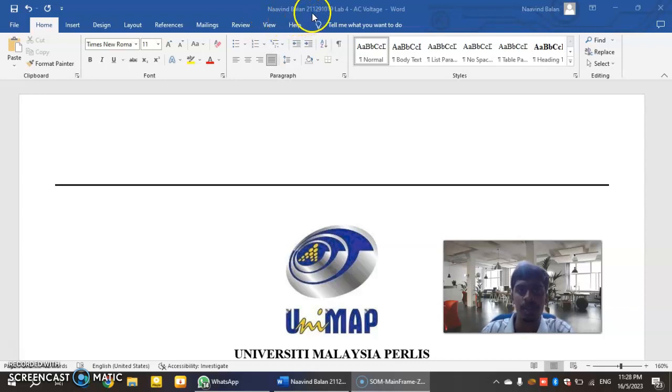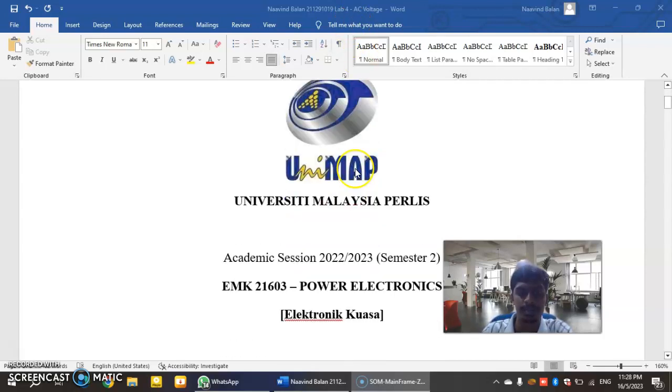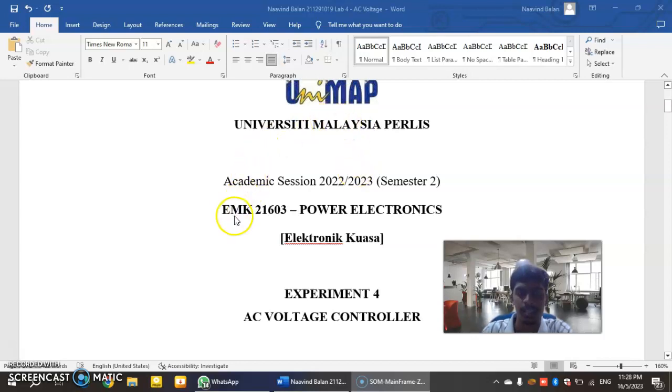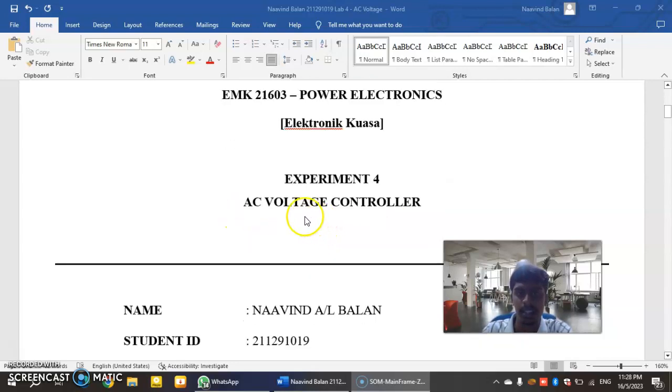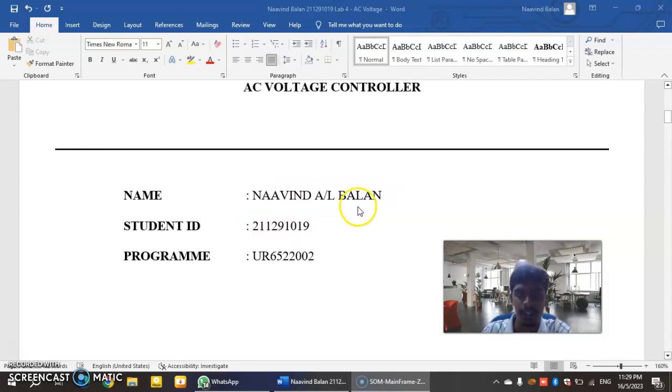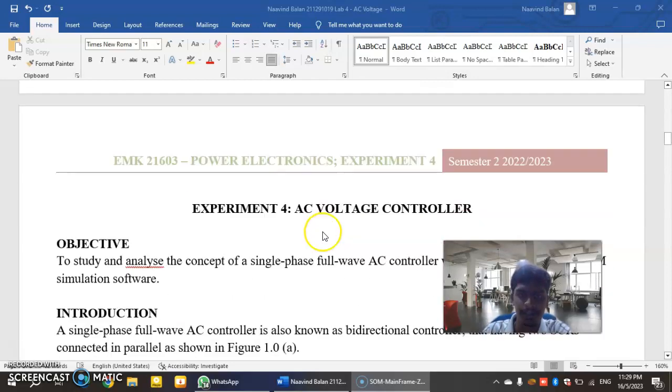My matric card number is 211291019. So today I would like to explain about the lab for the AC voltage controller. This is the course that I'm taking for this semester, EMK21603 Power Electronics. Today I will explain about the experiment for the AC voltage controller. The name I already mentioned just now, and then my matric card number, and then the course code.